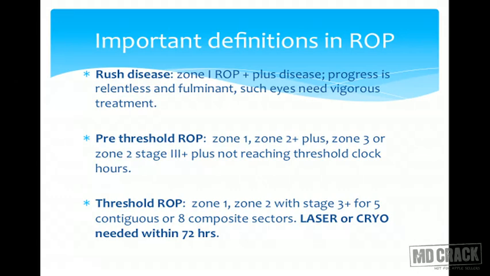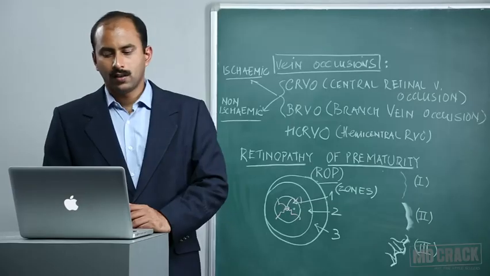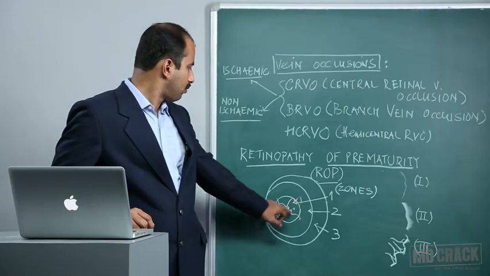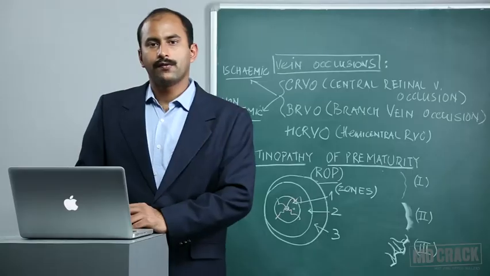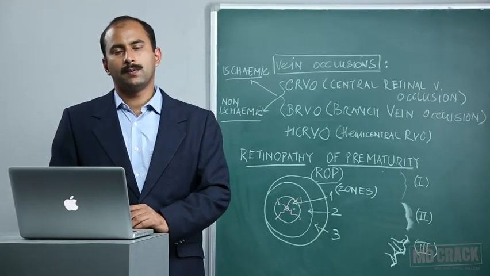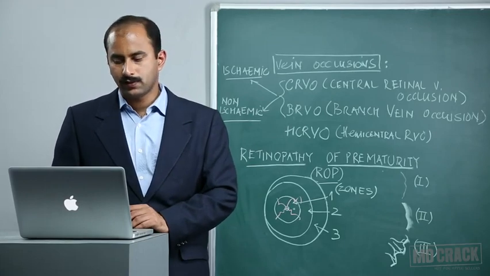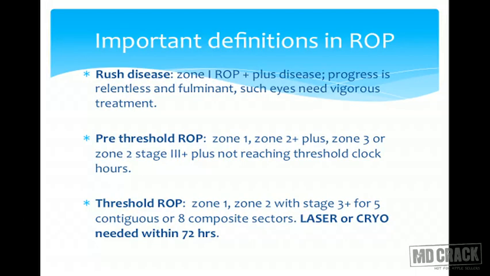Pre-threshold retinopathy of prematurity is basically a zone 1 or a zone 2 disease with the required clock hours as mentioned on the slide. Threshold ROP is that stage of retinopathy of prematurity which needs treatment, and this basically has a significance of 5 to 8 clock hours of contiguous or intermittent retina. If this amount of clock hours is involved, urgent therapy is indicated to prevent blinding complications of the disease. The treatment for threshold ROP should be initiated within 72 hours of detection.